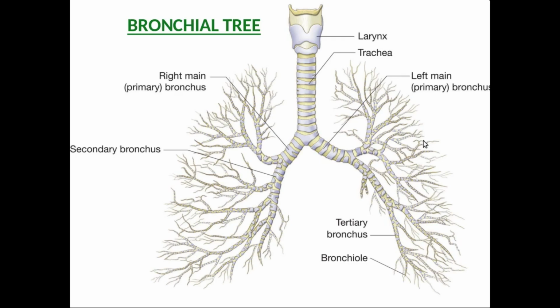Then the entire structure which we discussed now forms a bronchial tree. It starts from the larynx, trachea, bronchus, bronchioles, and this entire structure is known as the bronchial tree. It looks like tree limbs.